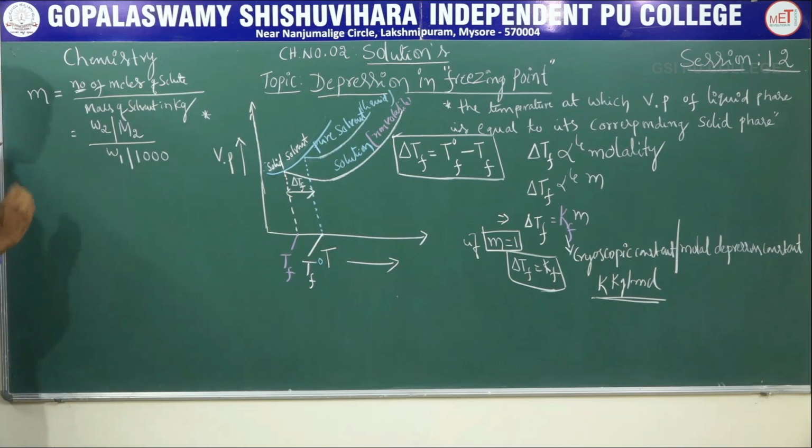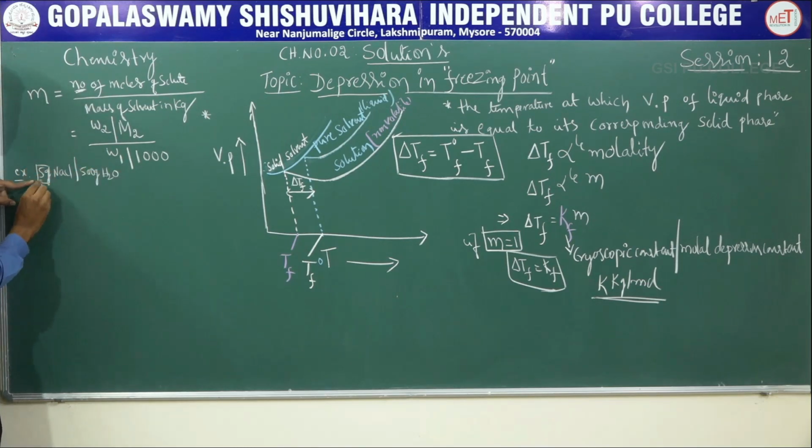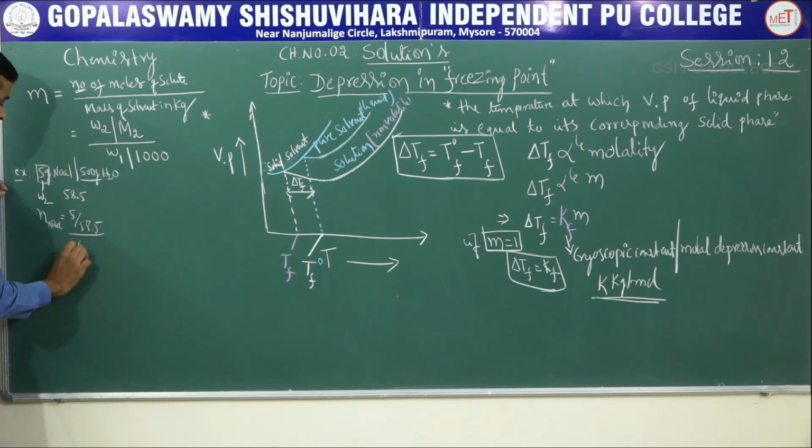Let us consider 5 gram of NaCl in 500 gram of water. What is the mass of NaCl? 5 gram, taken as W2. Clear? What is the molecular mass of NaCl? 58.5. How to find the number of moles of NaCl? Number of moles of NaCl is equal to mass 5 divided by 58.5. Clear? Next, W1 indicates the mass of water, 500 gram, converted into kg by dividing by 1000.